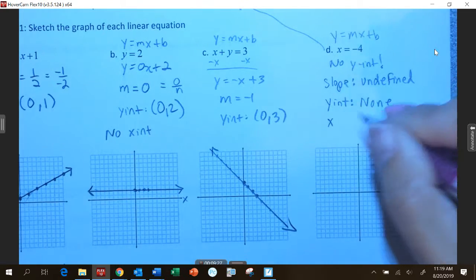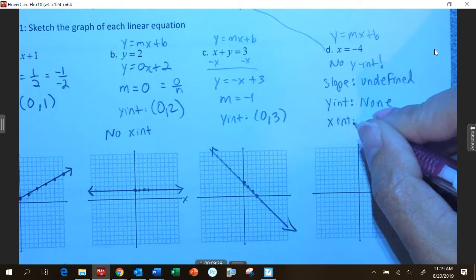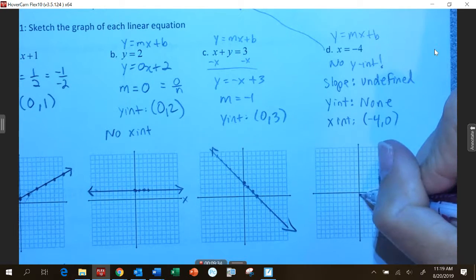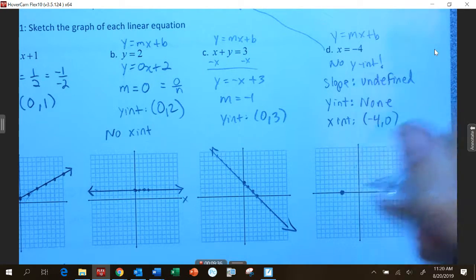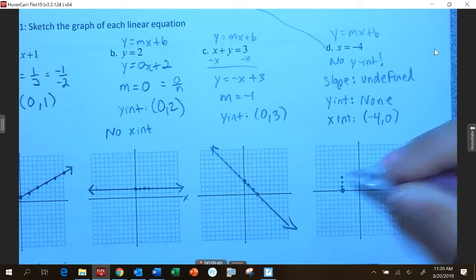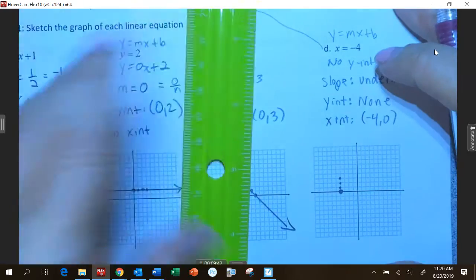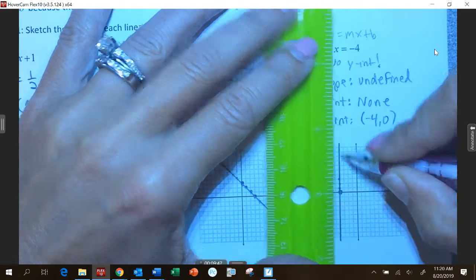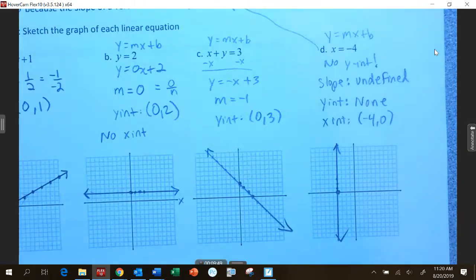You can add in, if you would like, x-intercept. I know where the x-intercept is going to be. It's going to be at (-4, 0). So go to -4 on the x-axis. There will be no y-intercept. So this is going to be a vertical line. It will not pass through the y-axis at all. My straight edge will help me save some time there.